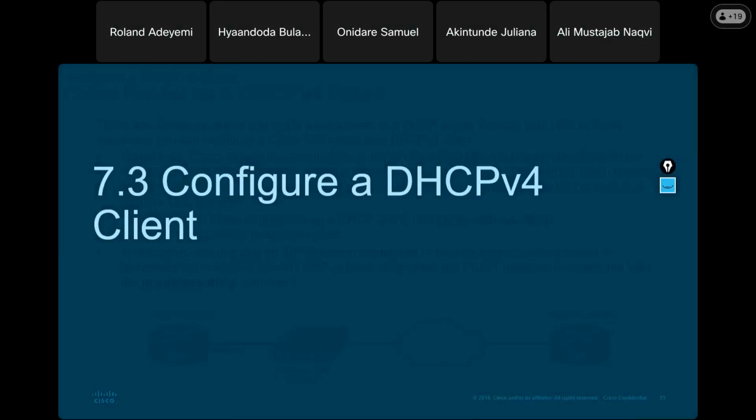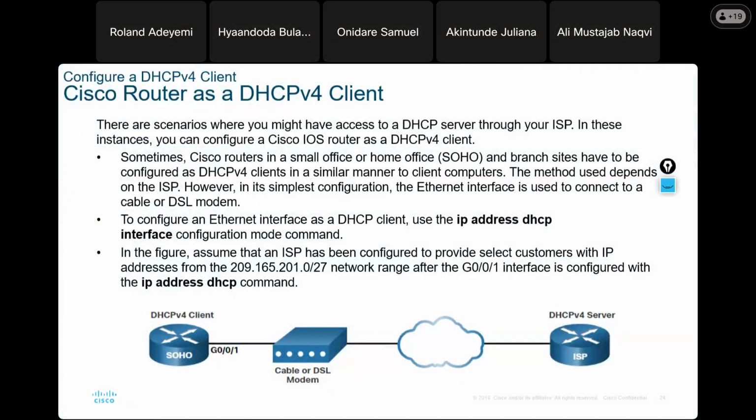Configure a DHCP version 4 client. Look at the scenario here. This is a SOHO router, small office, home office. This is our DHCP server that is from our ISP. They have what they call a cable modem or DSL modem. That is what is bringing the internet connection. So this interface is connected to the cable modem, so the connection from this router goes through the cable modem.